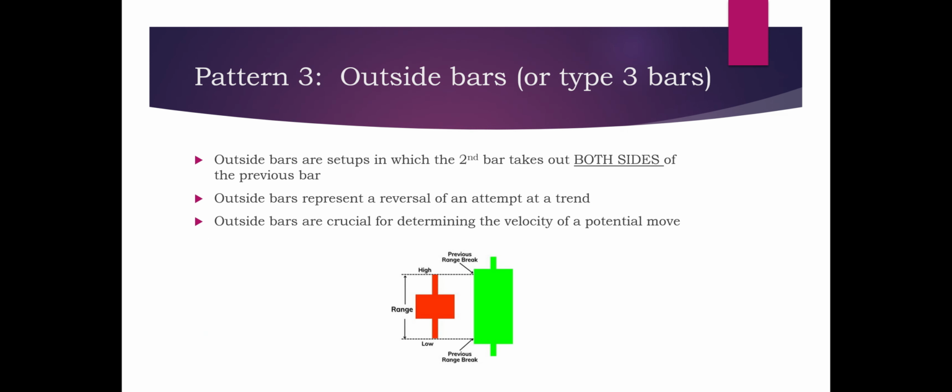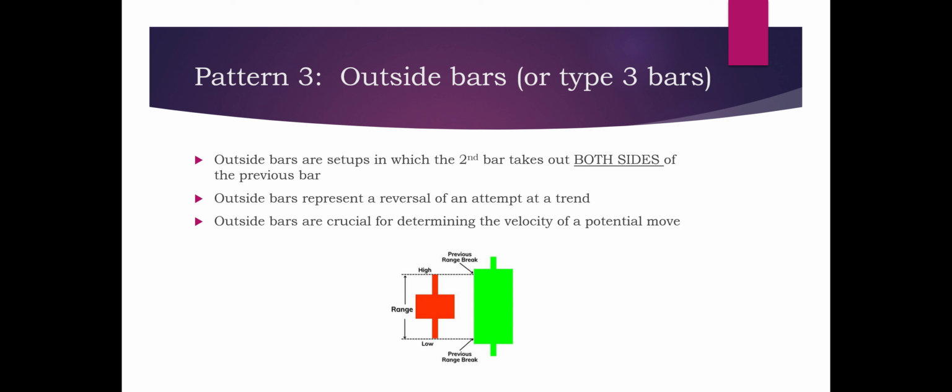So the last type of candle we have is called an outside bar or a type 3 bar. In this scenario, the candle that you're evaluating takes out both sides of the previous range. What this is signaling is that there's an active attempt to reverse the directional trend and flip the trade. What makes outside bars special is that they're the only way you can really start to hone in on what the potential force of an expected move will be.